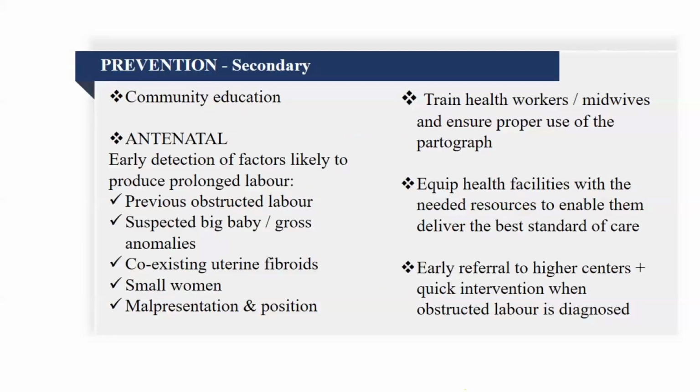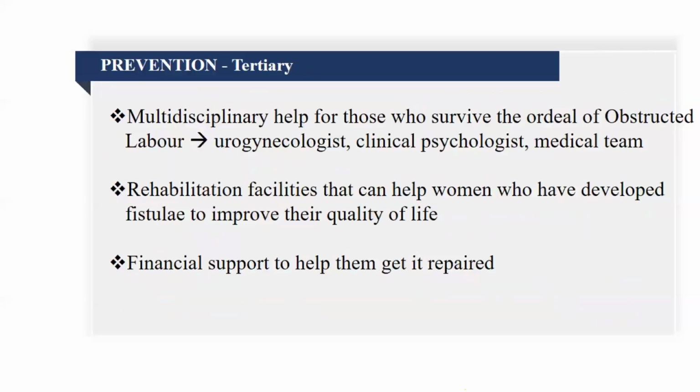That's primary prevention. Secondary prevention is by community education and, at the antenatal level, early detection of risk factors that are likely to produce prolonged labor. These are previous obstructed labor, suspected bony pelvis or growth anomalies, coexisting uterine fibroids, small women, and malpresentation and malposition. It's also essential that we train health workers and midwives to ensure proper use of the partograph, and equip health facilities with the needed resources to enable them to deliver the best standard of care, and early referral to higher centers where there's a senior obstetrician-gynecologist for quick intervention should obstructed labor be diagnosed.